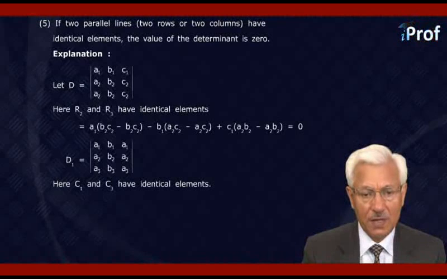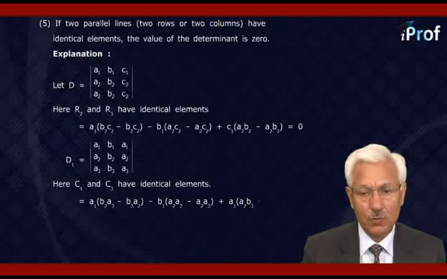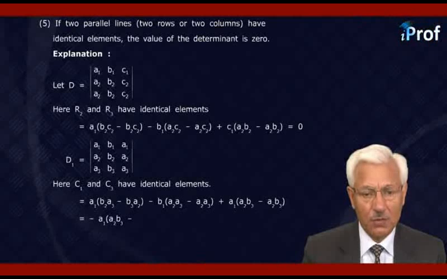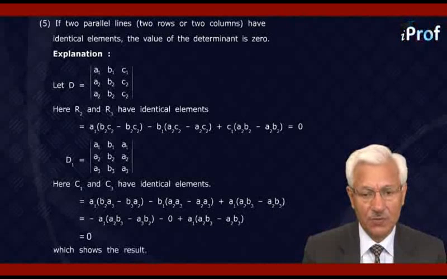Expanding this, we get A1 times (B2 A3 minus A3 B2) minus B1 times (A2 A3 minus A2 A3) plus A1 times (A2 B3 minus A2 B3), which comes out to be equal to minus A1 times, pulling minus common, A2 B3 minus A3 B2 plus A1 times A2 B3 minus A2 B3, which is equal to 0, which shows the result.